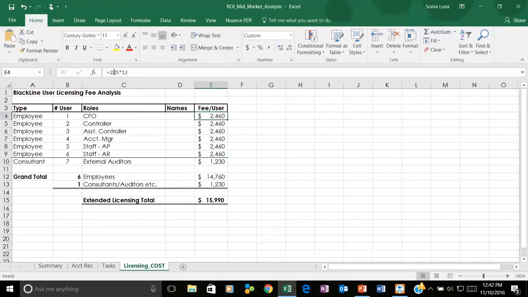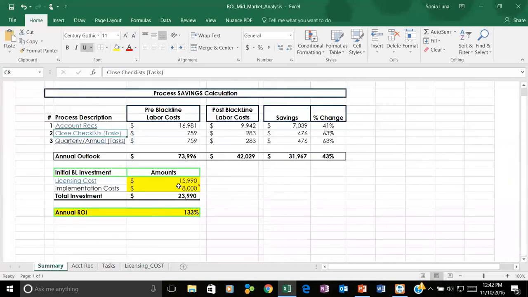Now, the pricing, 205 multiplied by 12, pricing varies, right? The more users you have, the more discounts, et cetera. So is it 205? If it's 175, this is just a template. You're going to have to put those numbers together yourself, but this template allows you to calculate the total cost, while leaving wiggle room, obviously, to keep in mind there could be consultants, in this case external auditors, that need to be part of your ROI model. So that being said, the licensing cost is $15,990 here.